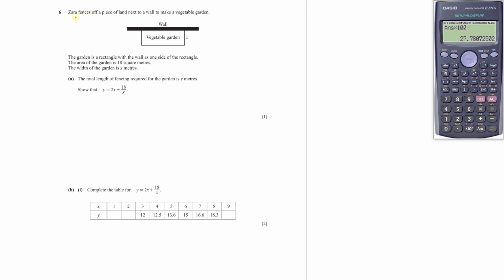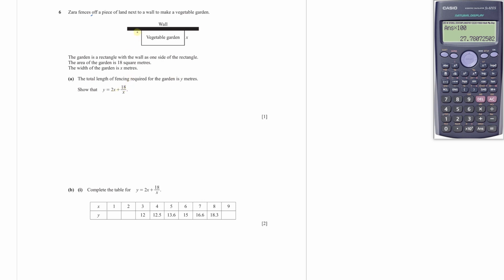The next question is: Zara fences off a piece of land next to a wall to make a vegetable garden. So this is the wall and she fences off this region, and inside this region you have the vegetable garden. The garden is a rectangle with the wall as one of the sides of the rectangle. So this side of the rectangle is the wall. The area is 18 square meters and the width is x. The total length of fencing required for the garden is y meters. Show that y equals 2x plus 18 over x.